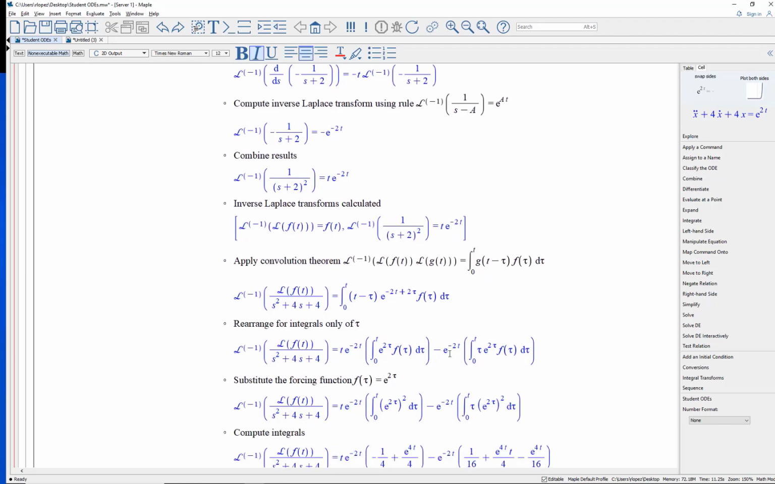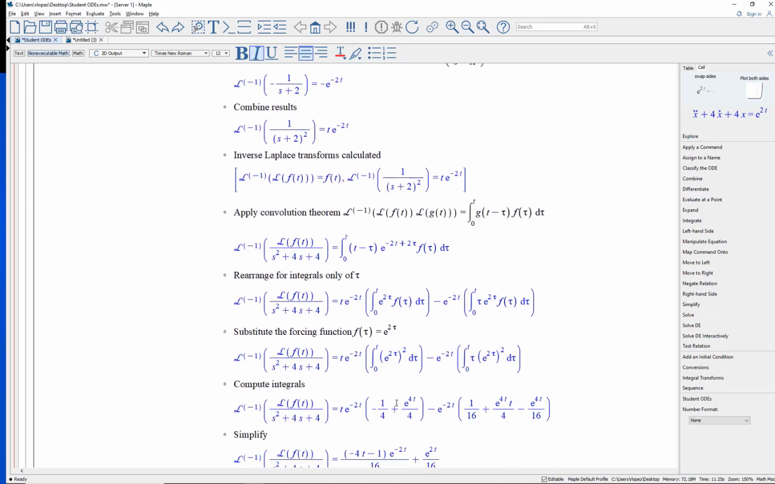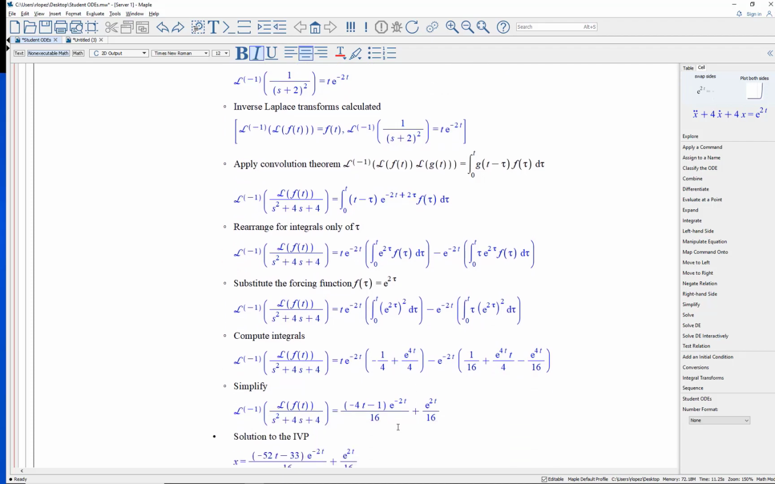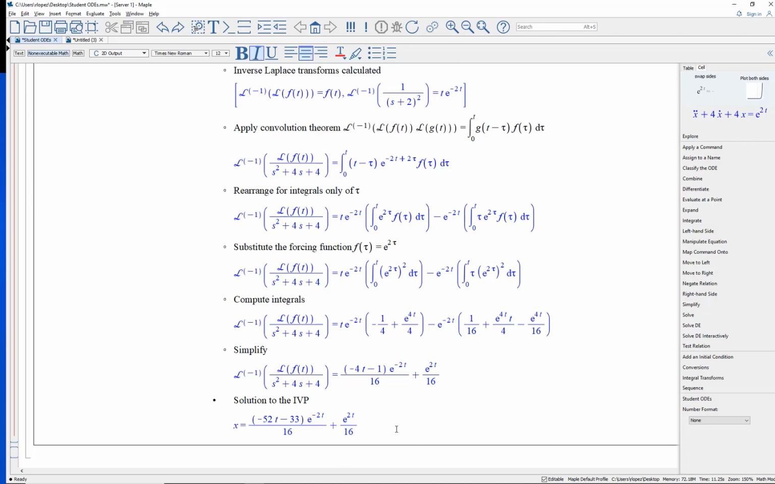Needs to consider these integrals. It now says, okay, the forcing function was e to the 2t, so it's e to the 2 tau, puts that in place, computes the integrals, simplifies, and it now can write down the solution to the initial value problem. So this is a solution stepwise, and it really gets down to primitive techniques.